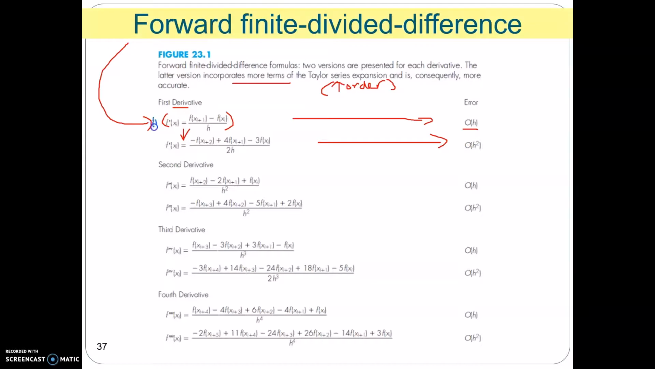So you have two formulas here to compute the first derivative. The second formula is more accurate because the error is O(h squared). For the first formula, you only need one forward point to compute the derivative. However, for the second formula, you need two forward points to compute the derivative. Not only the first derivative, we can also perform second, third, and fourth derivatives by using the equation here.